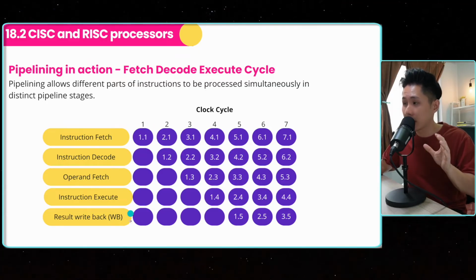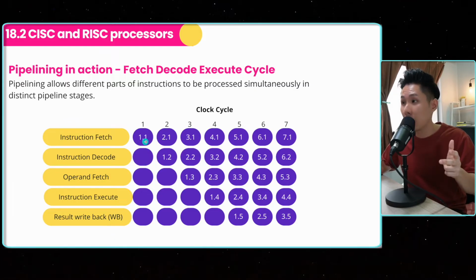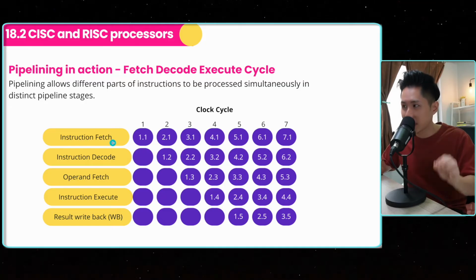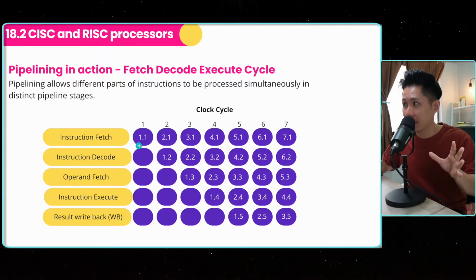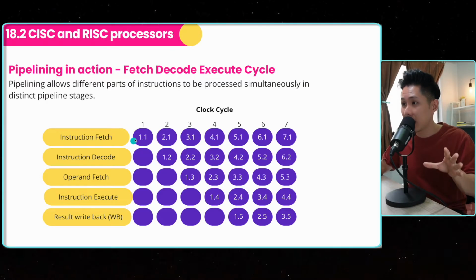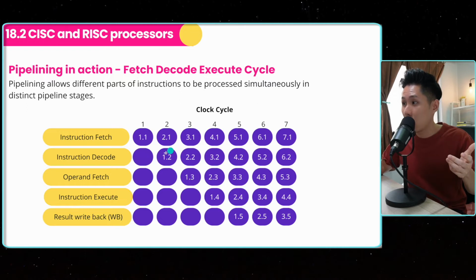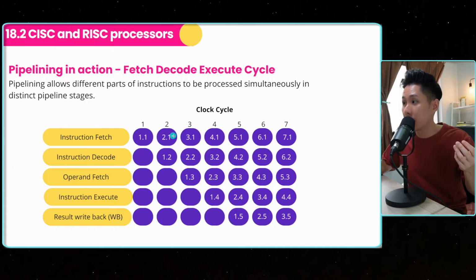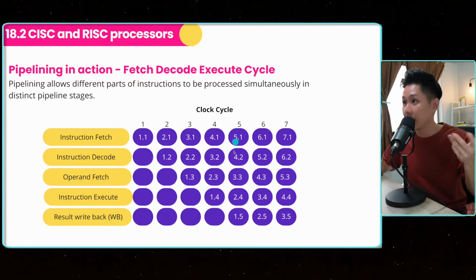At clock cycle 1, you can see that only the first instruction is running. 1.1 means the instruction fetch stage of the first instruction. At clock cycle number 2, the instruction fetch has been done, so now it's at the decode stage. The decode component will do instruction 1, but then the instruction fetch component can start taking in a new instruction to do the first step of instruction 2. Clock cycle 3, clock cycle 4, clock cycle 5.